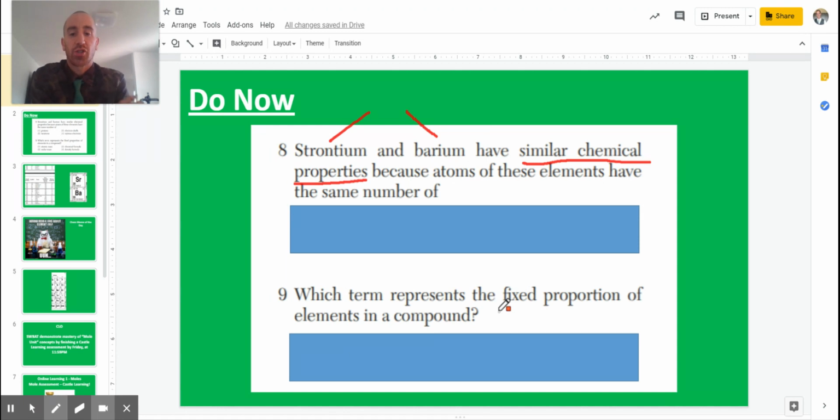For number 9, which term represents the fixed proportion of elements in a compound? So it's a pretty short question. It's sort of a definition question. But again, if you're thinking about connections that you can make, fixed proportion is a phrase we've heard and a definition we've talked about in class. The phrase elements in a compound as well. Those should bring up some ideas in a unit that we talked about earlier in the year.